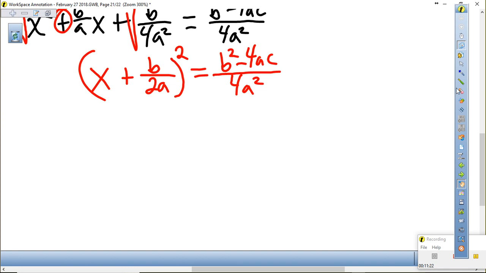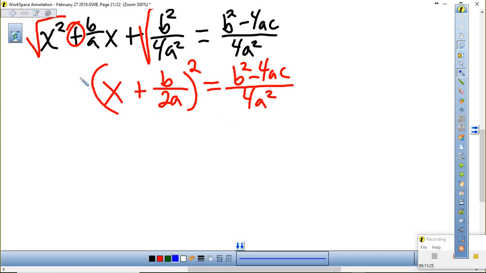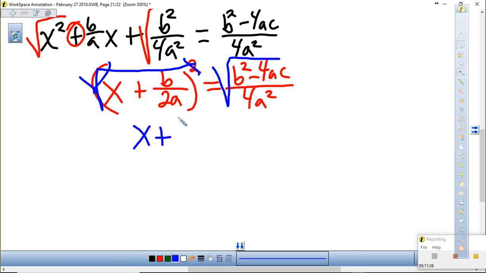This is where we're at. So square root of this. Focus, please. Square root of this. All right, this cancels this. I'm left with x plus b over 2a equals. What is the square root of 4? 2. What is the square root of a squared?